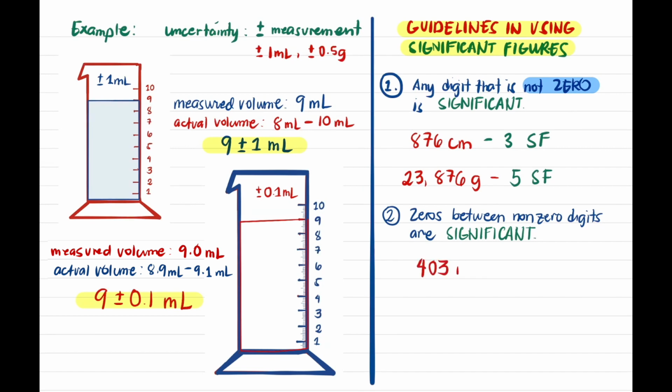Halimbawa, we have 403 meters. Meron itong 3 significant figures. Kasi ang 0 ay located between 4 and 3. Ang 4 at 3 ay non-zero. So counted as significant figure ang 0. Another example, 2,002 milligrams. So meron tayong 4 significant figures.